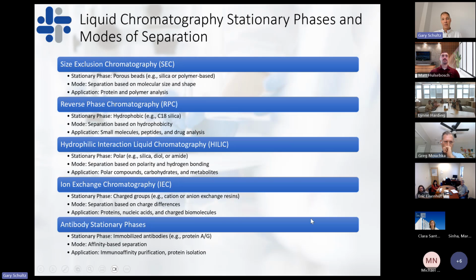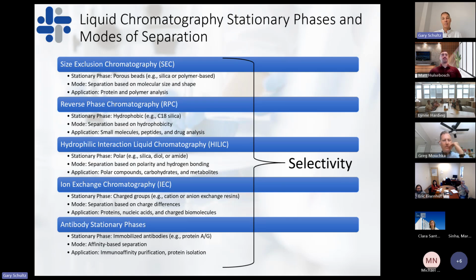Oftentimes, these different modalities are used in series in combination in order to provide an orthogonal means of separation in a two-dimensional LC-MS experiment. Choosing these phases either singularly or in combination provides the type of selectivity required in order to separate your target analytes from the other components in that sample.